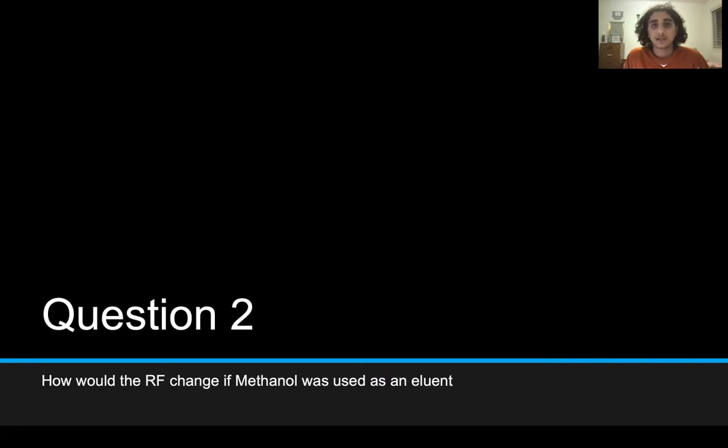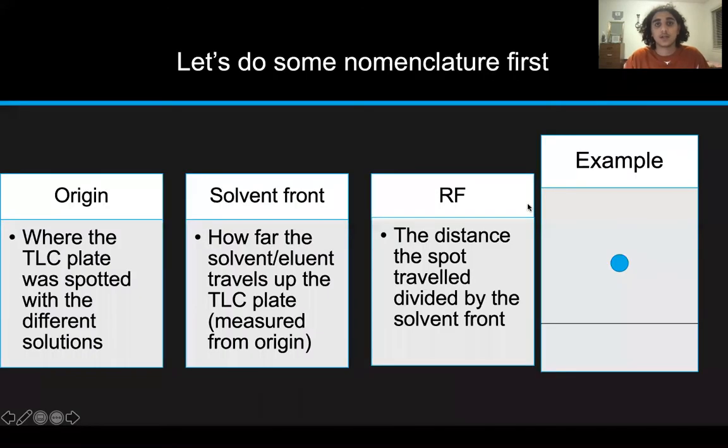Question two asks us how our RF values would change if our eluent was changed to methanol. And so before we get into this, let's get familiar with some of the nomenclature. So the first thing we need to remember is what an origin is.